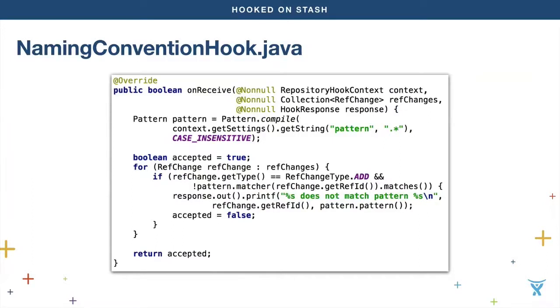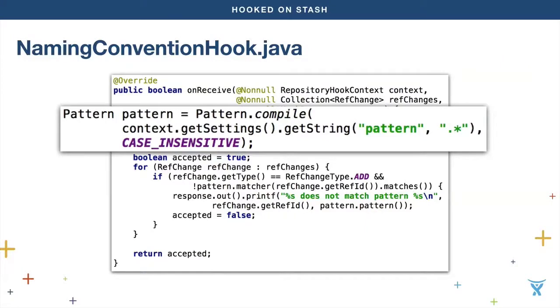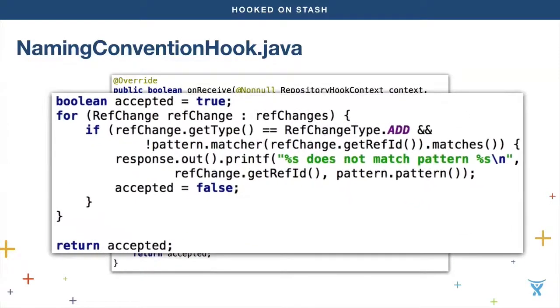If we jump into our implementation of that, it looks a little like this. Now, I know that's a lot of code on the screen, but I'll break it down for you. The first part is that we have to compile our regular expression. So we're retrieving the pattern out of our settings object, and we're compiling it into a regular expression. The next part is that we're going to iterate over all the ref changes. We're only going to apply this naming convention to newly created branches. For legacy branches which don't conform to the naming convention, or deletions, we don't care.